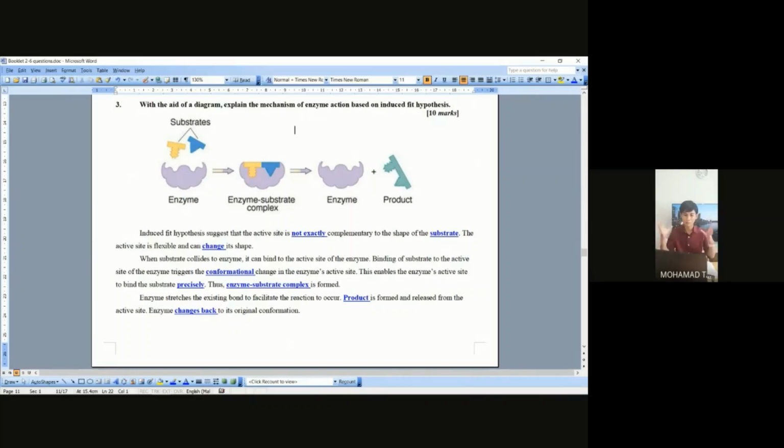Once the enzyme substrate complex is formed, the reaction then occurs. The enzyme helps the reaction take place, like what we learned and answered earlier: it stresses the bond, facilitating breakdown of the bond and formation of a new bond. The enzyme stretches the existing bond to facilitate the reaction. Then the product is formed and released from the active site. The enzyme changes back to its original conformation. What is important is that the meaning is the same. So, 10 marks. Now we look at the next question, the last question.